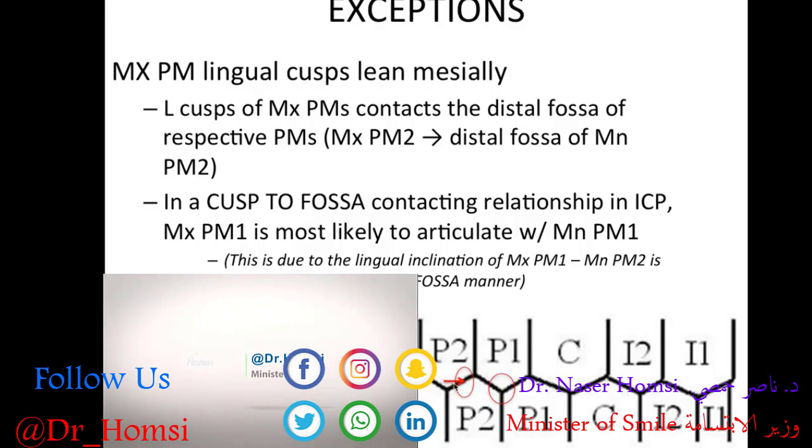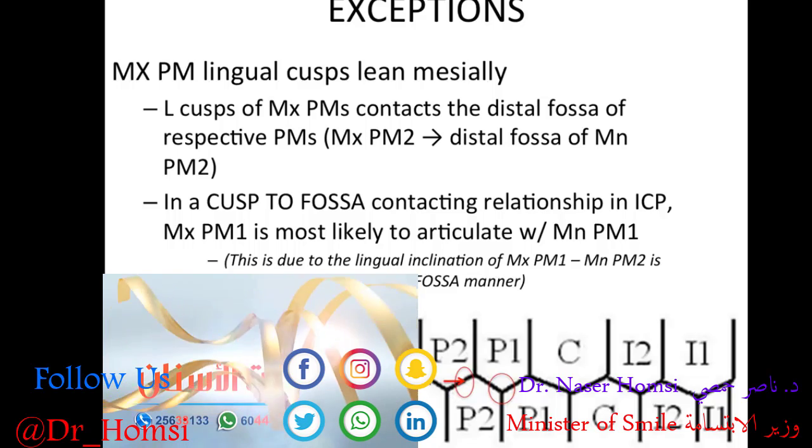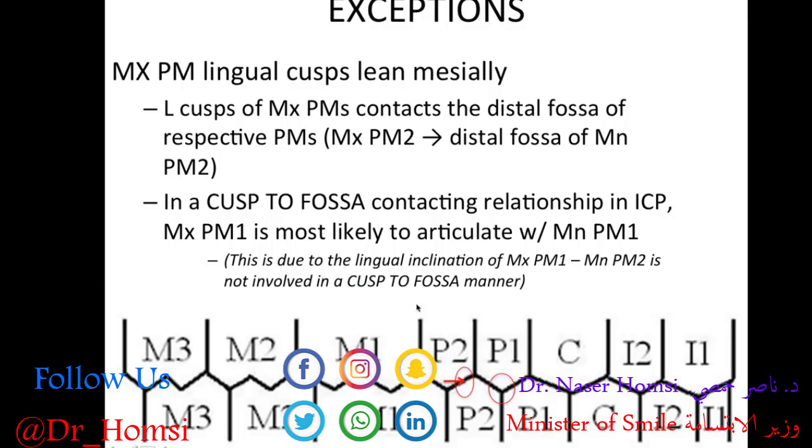Okay, exceptions. With the maxillary premolar, the lingual cusp, remember that lingual cusp leans mesially. And so if we treat this as the lingual cusp, it looks like it's going to hit down here on the marginal ridges, and that's not the case. So the lingual cusp of the maxillary premolar contacts the distal fossa of their respective premolars. So for example, the maxillary second premolar, that lingual cusp is going to occlude with the distal fossa of the mandibular second premolar. So if this was the cusp, remember it's leaning kind of mesially, and so it's actually going to occlude with the premolar below it in the distal fossa.